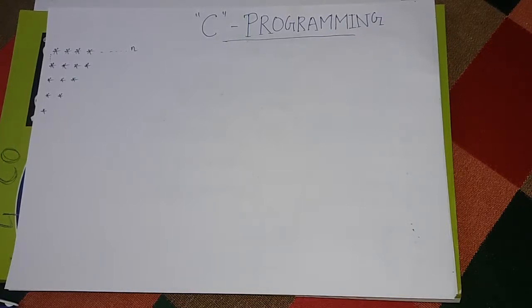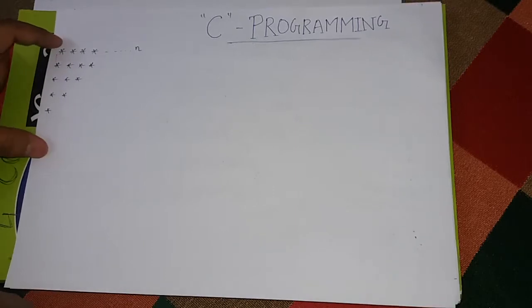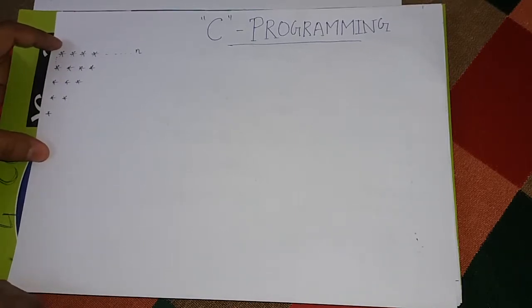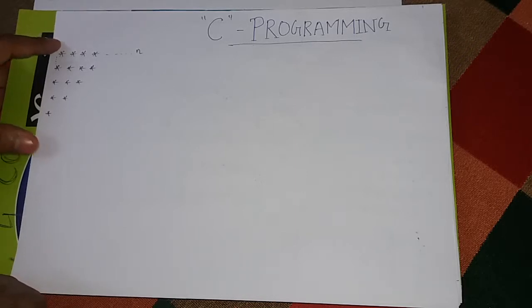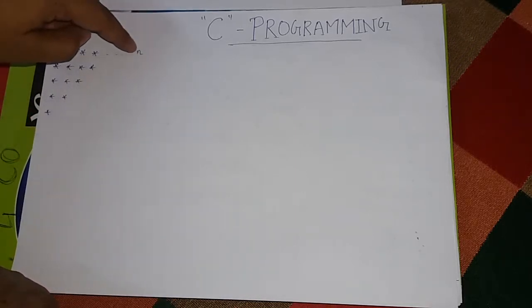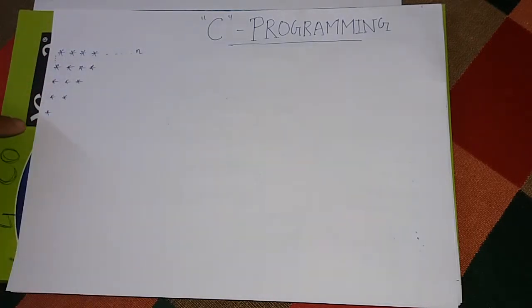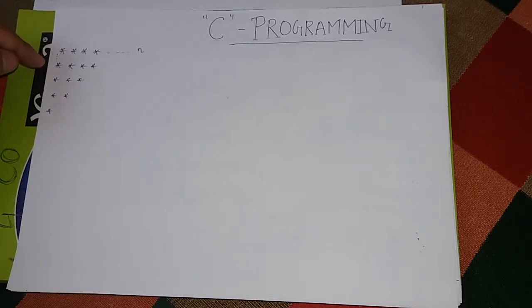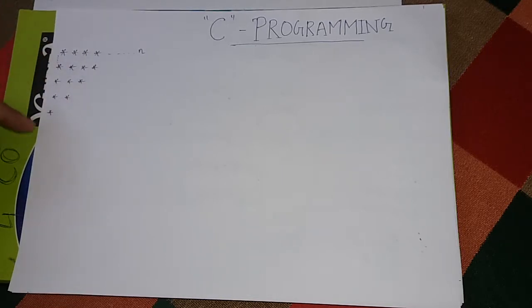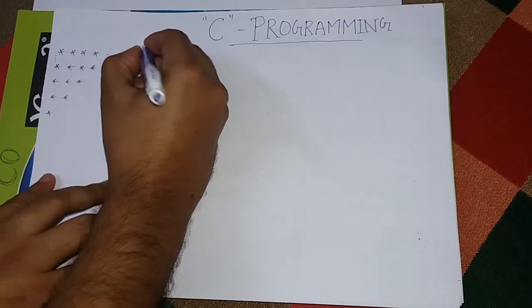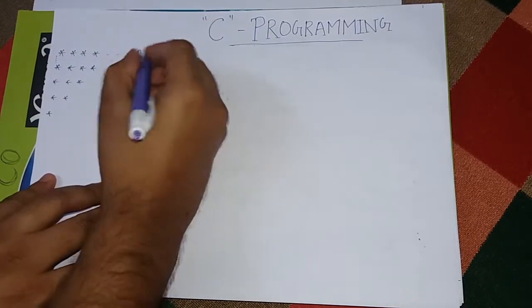Hello friends, we will see another program now in C programming. In this question, the user will type the number of rows he wants to print. For example, if the value of n is 10, it is going to print it like this: the first row will contain 10 stars, second row 9 stars, third row 8 stars, and so on till 1. The last row will contain only 1 star.